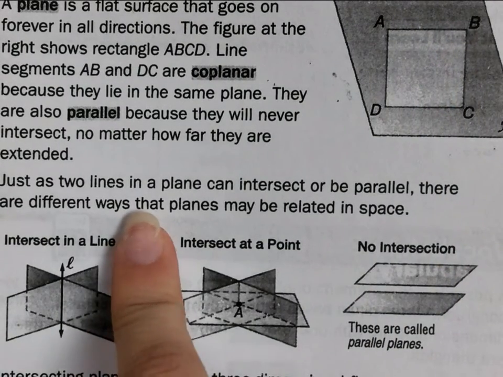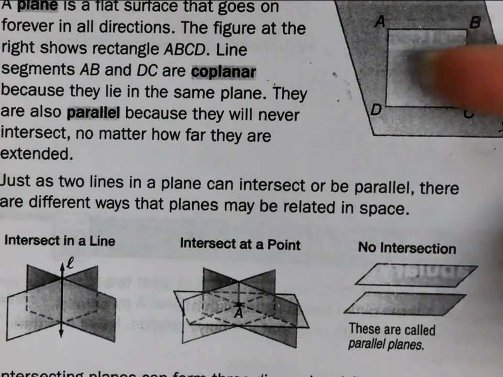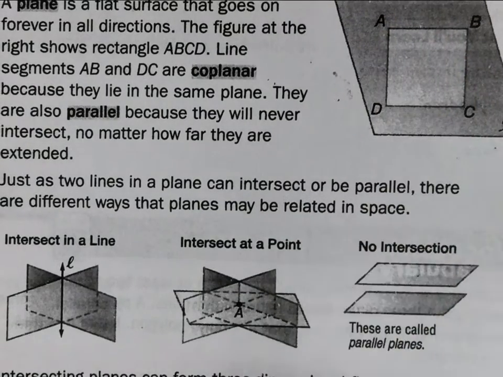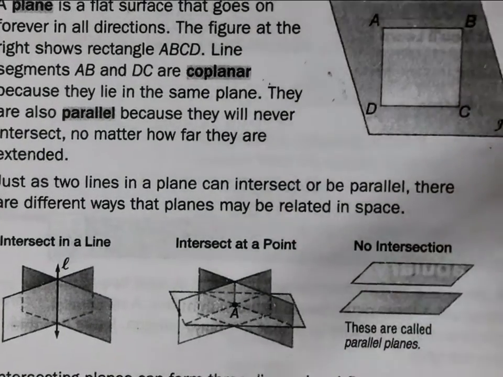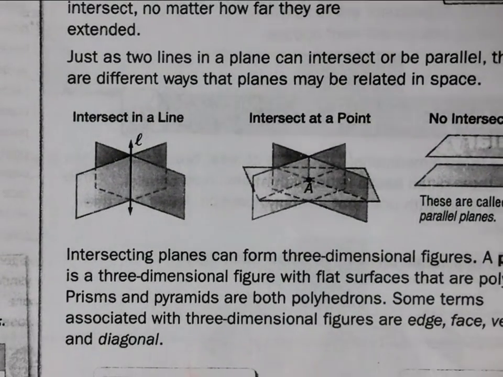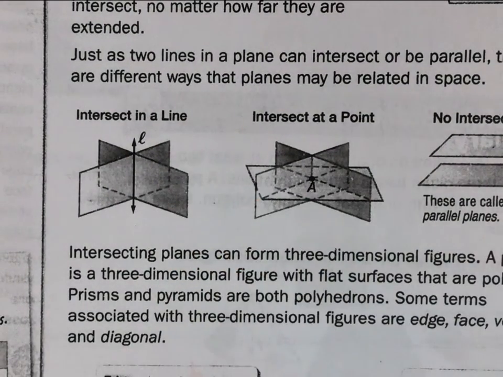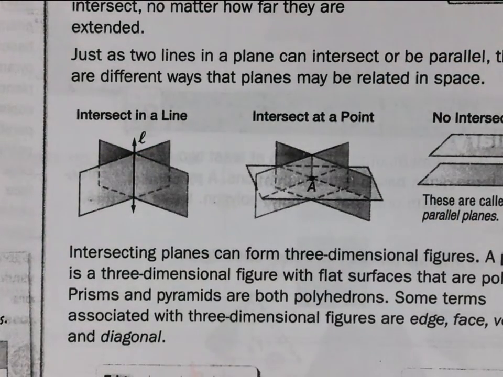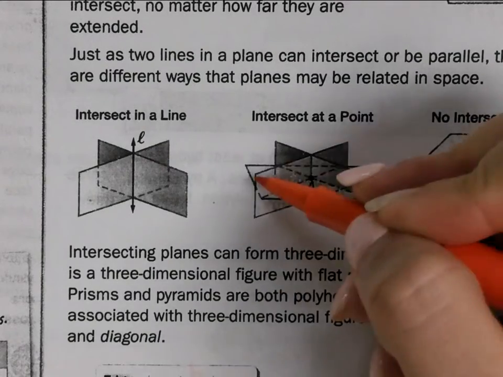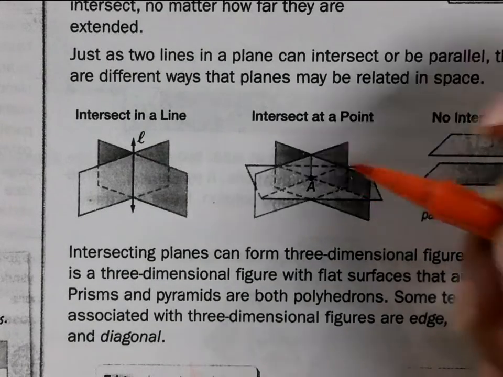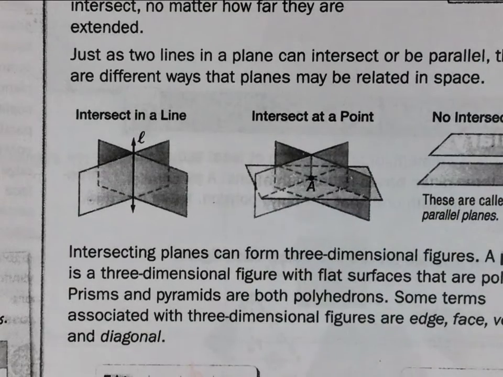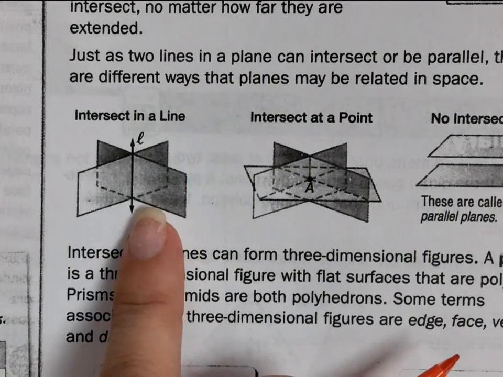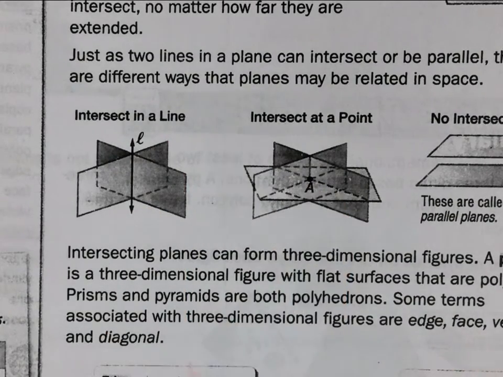So just as we have two lines in a plane that can intersect, so AB and AD would be intersecting, right? Or just how we can have them parallel, there are different ways that planes can be related in space. So if you look at this first example, I've got two planes that are intersecting. They are intersecting at a line, though, this line right here. Okay. But if I have three planes, like shown in this picture, they can't intersect at one line. They are going to intersect just at one single point. Okay. So 2 planes can intersect at a line, a single line. More than that is going to intersect at just one single point.